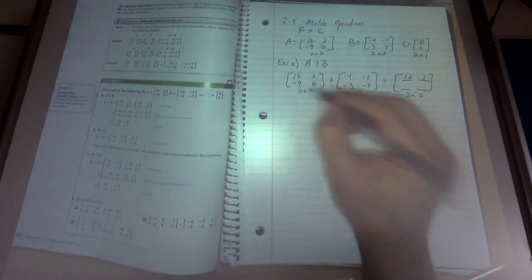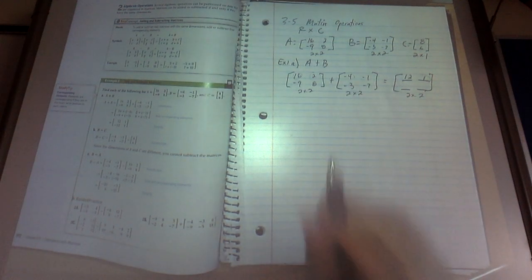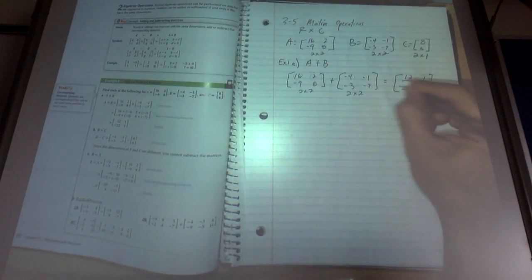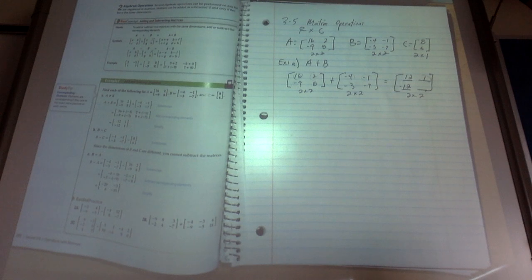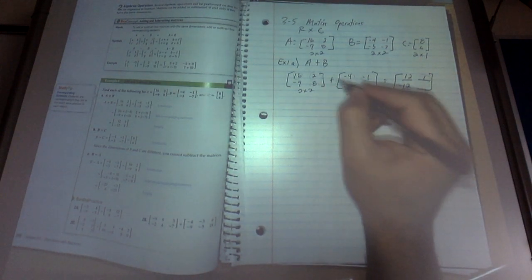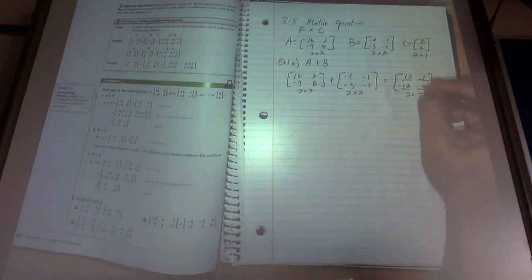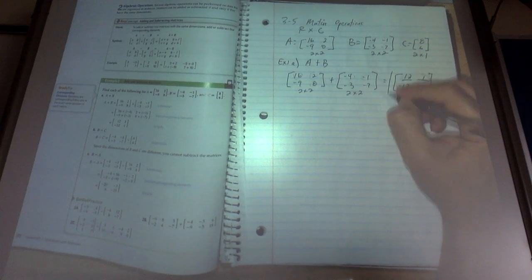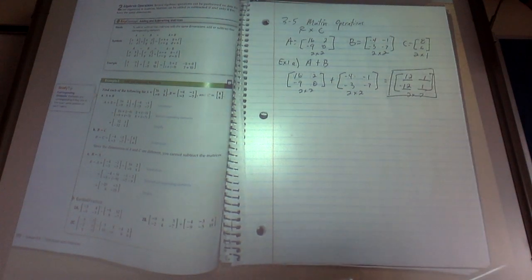Now we do bottom left plus bottom left. -9 plus -3 is -12. And then we do bottom right plus bottom right. 8 plus -7 is 1. This is the answer when you add matrix A and matrix B in this situation. Okay? Both of our matrices we were adding were 2 by 2, so we add them up and we get a 2 by 2 matrix.